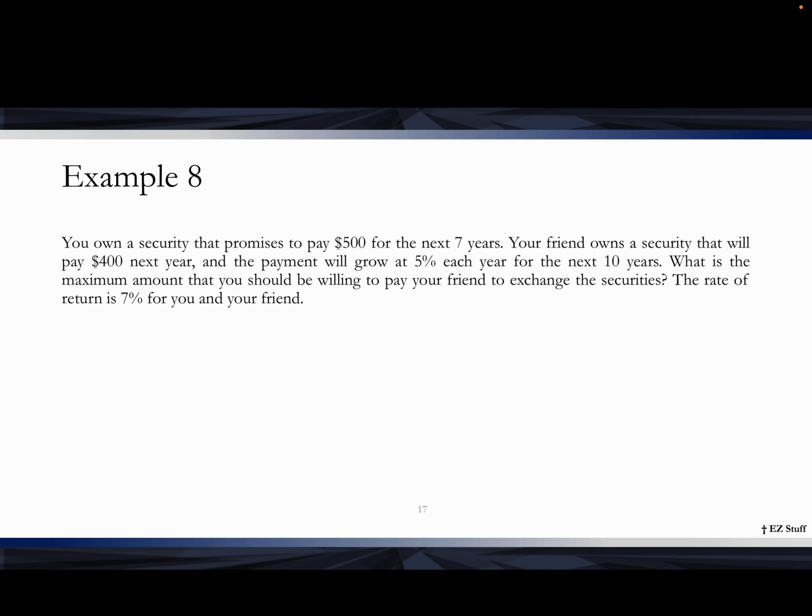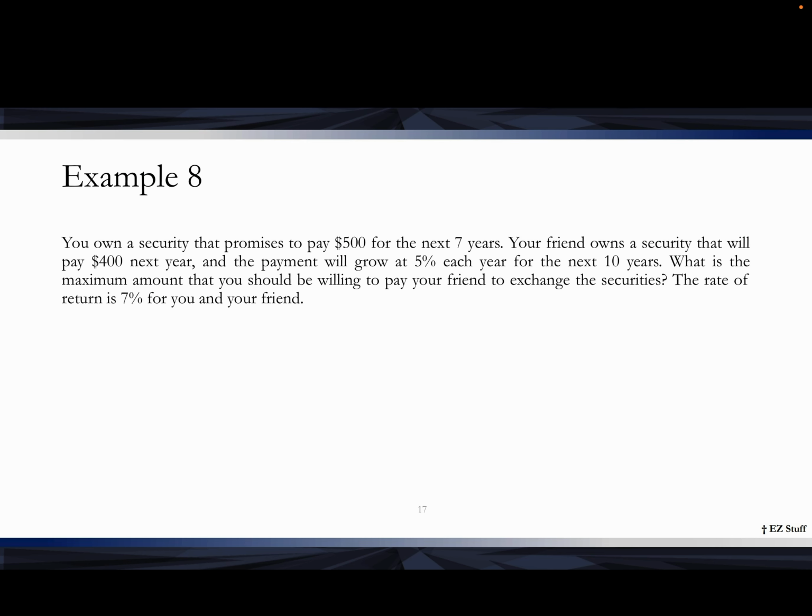Example 8. You own a security that promises to pay $500 for the next 7 years. Your friend owns a security that will pay $400 next year, and the payment will grow at 5% each year for the next 10 years. What is the maximum amount that you should be willing to pay your friend to exchange the securities? The rate of return is 7% for you and your friend.